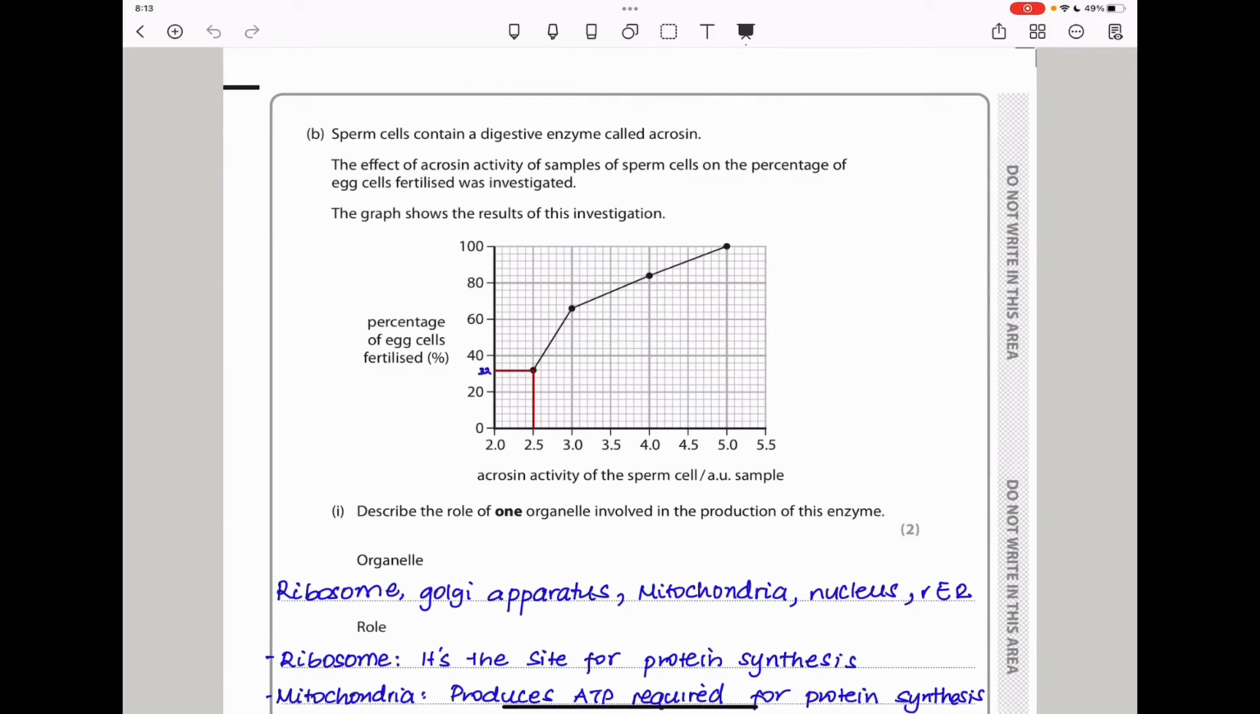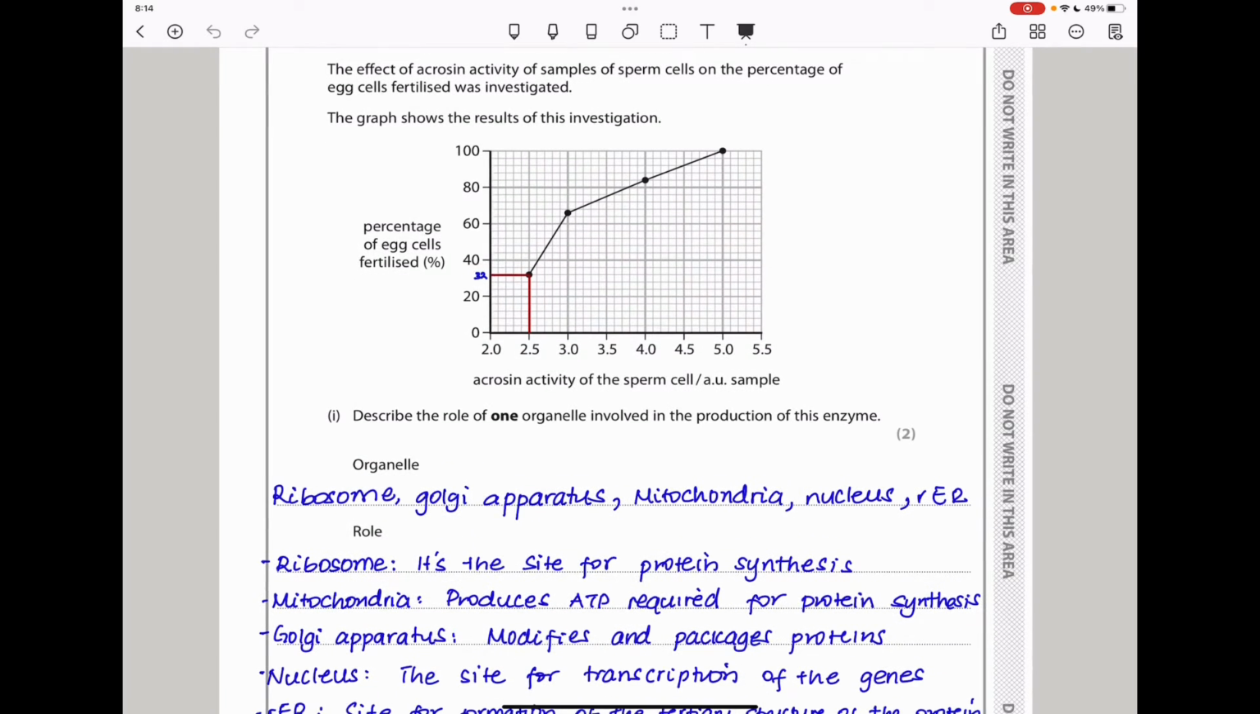So moving on, they say sperm cells contain a digestive enzyme called acrosin. The effect of acrosin activity of samples of sperm cells on the percentage of egg cells fertilized was investigated. The graph shows the results of this investigation. So here we have the vertical axis, percentage of egg cells fertilized, and the horizontal axis, acrosin activity of the sperm cell. Then they say, describe the role of one organelle involved in the production of this enzyme. Now this is the description.